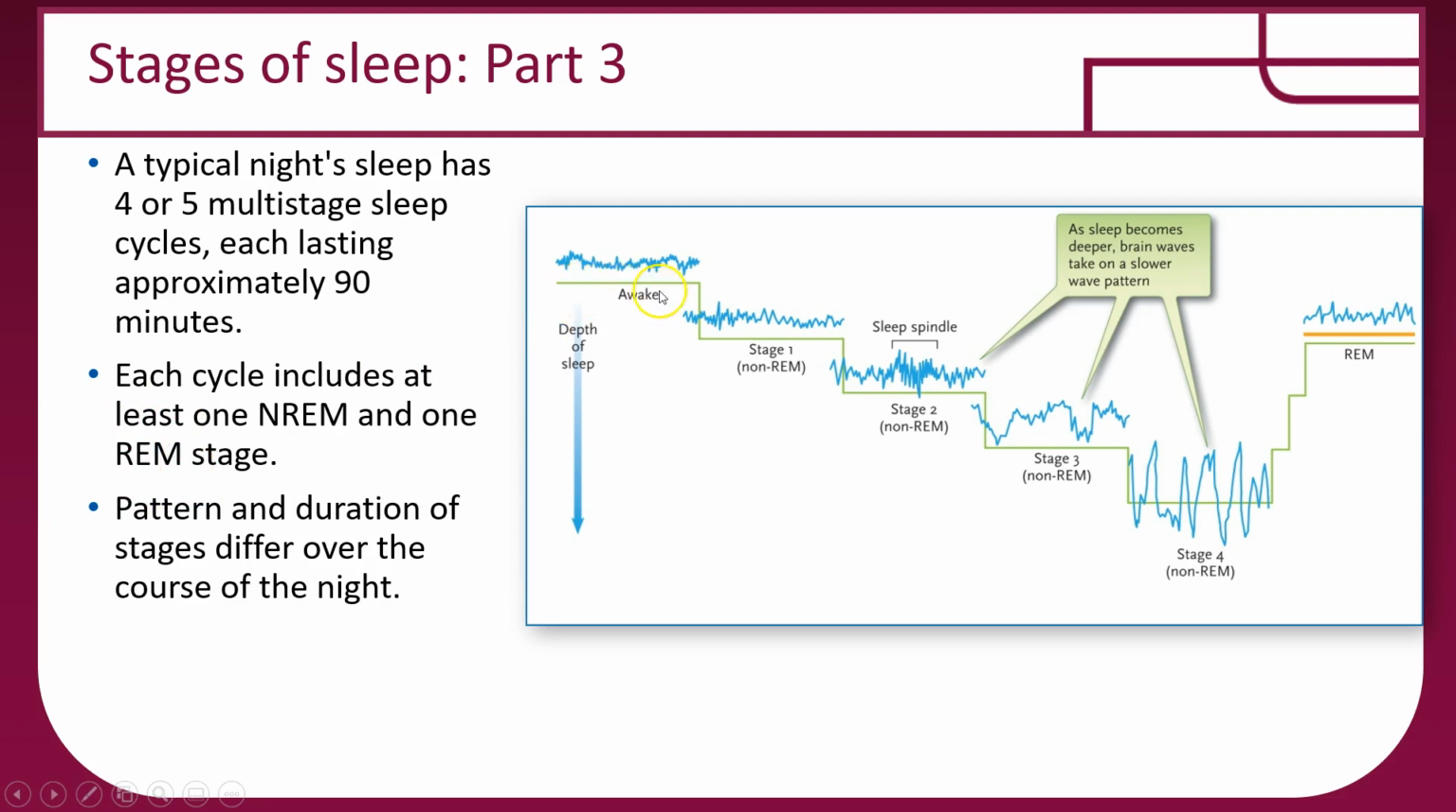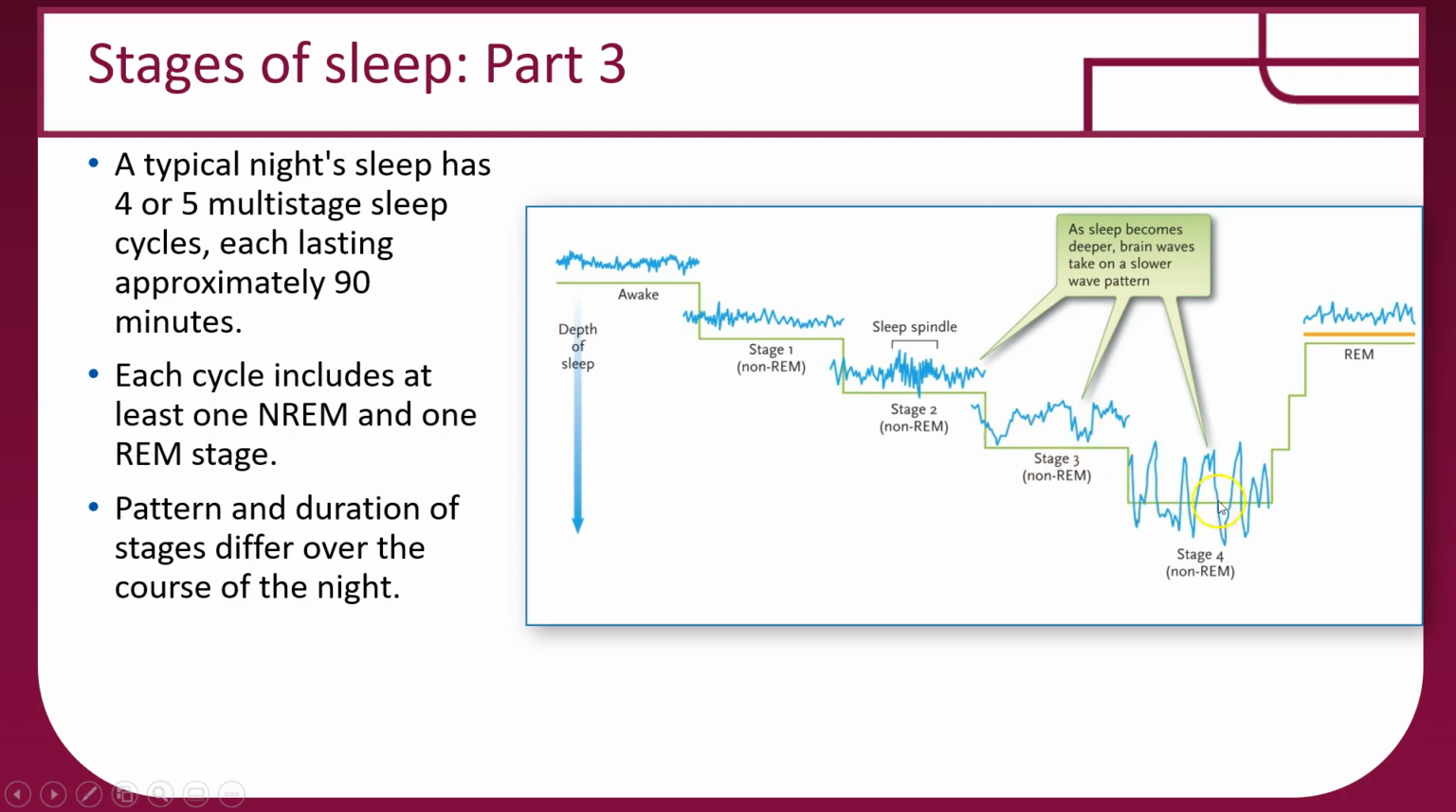So you can see the person is awake. Then they go into stage 1 sleep in the beginning of the night. Then stage 2 sleep. Here's a sleep spindle. Then stage 3, this very deep, relaxed sleep.